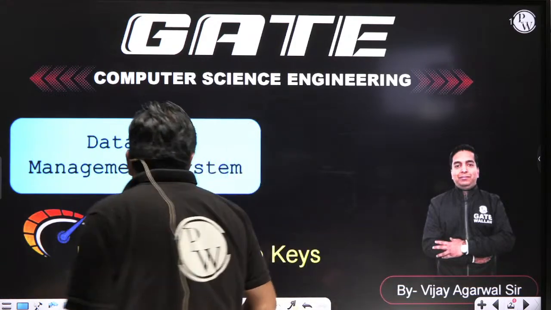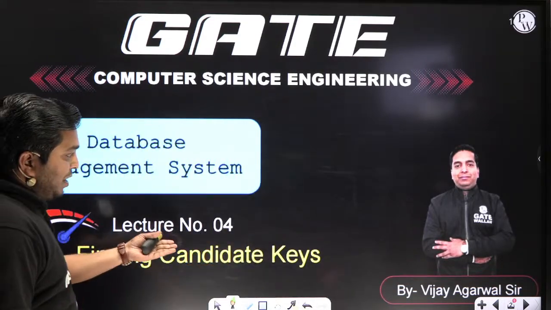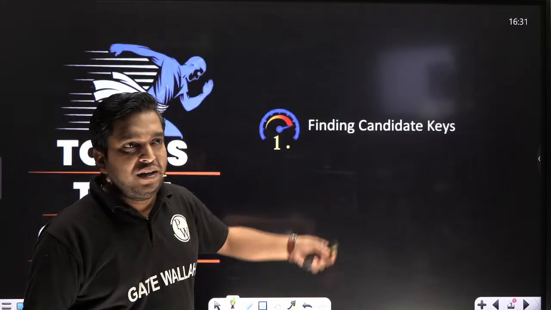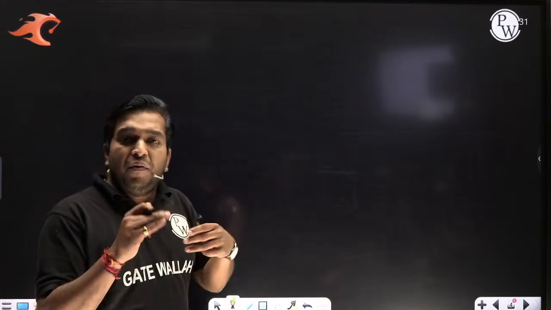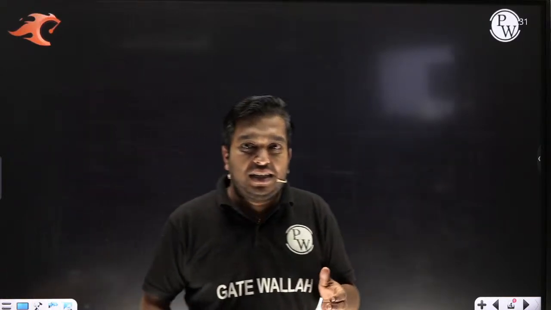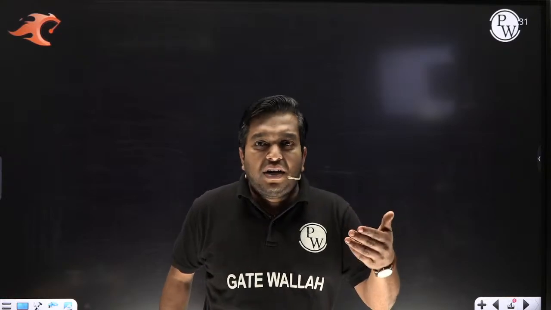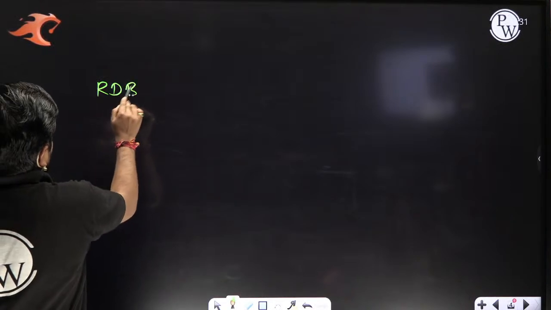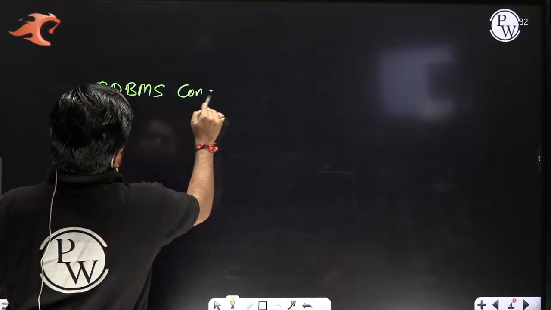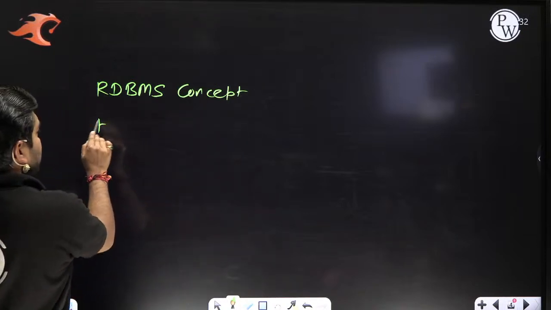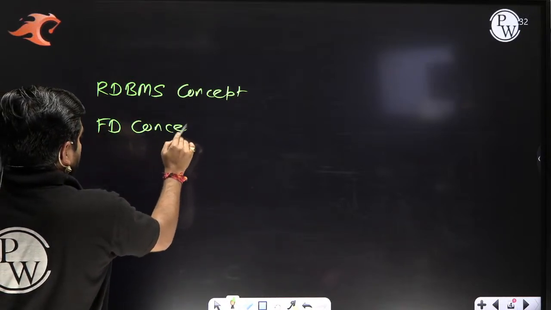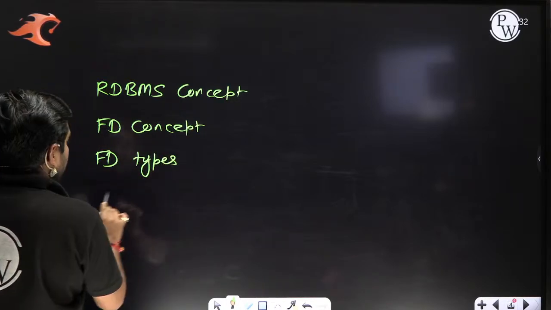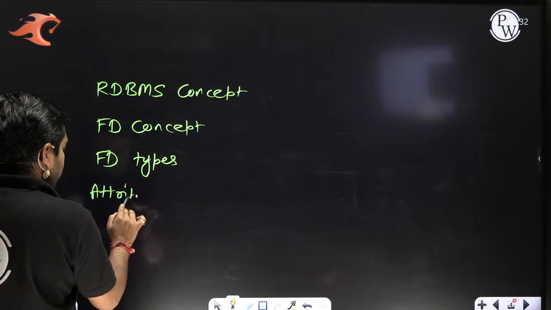So today, my dear student, we are going to discuss the next part, the definition of finding candidate keys, how to find multiple candidate keys. But before that, whatever we covered till now: in the first class we discussed the RDBMS concept. After that, we discussed FD concepts, what is the meaning of FD and the types of FDs. Then we discussed attribute closure.